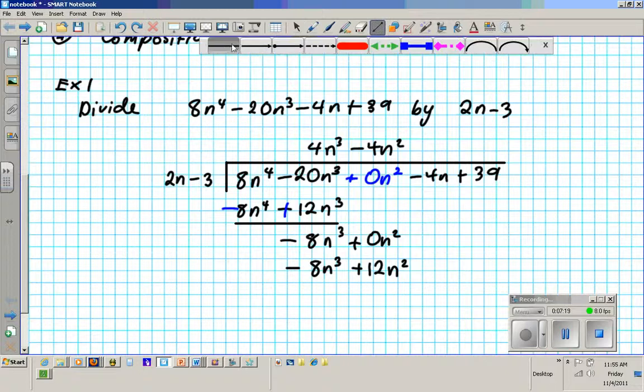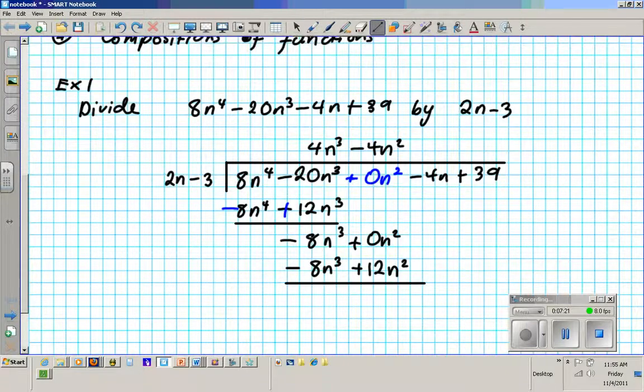Alright, and then you add downwards. And then you got to do the opposite of the sign. This becomes a plus. This becomes a minus. And when you combine downwards, you have negative 12n squared minus 4n.